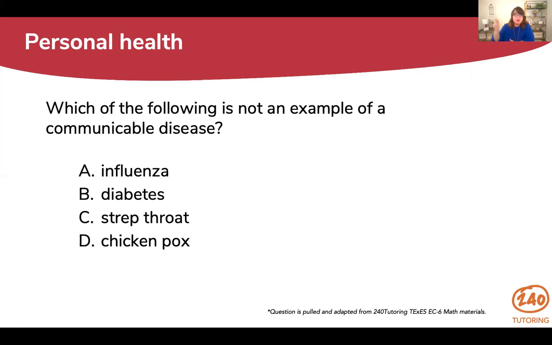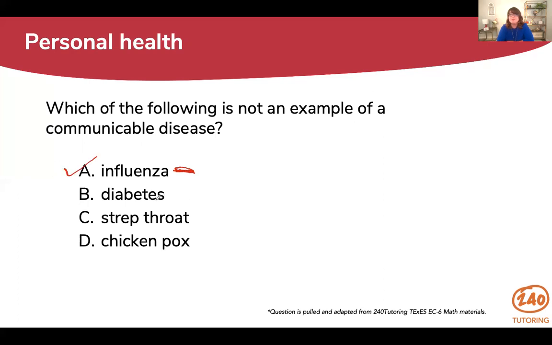And so what makes it communicable is not the length of time you have it, and it's not the severity. What makes it communicable is that it can be passed from one infected being to another, either from person-to-person contact, through an object, or through food or water. So let's look at these. Which one of these are communicable? Influenza. Can I catch it from another person? Yes, that's a communicable disease.